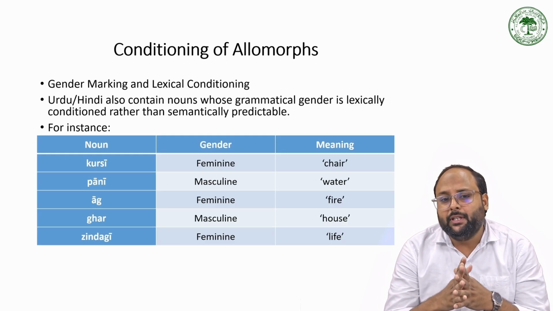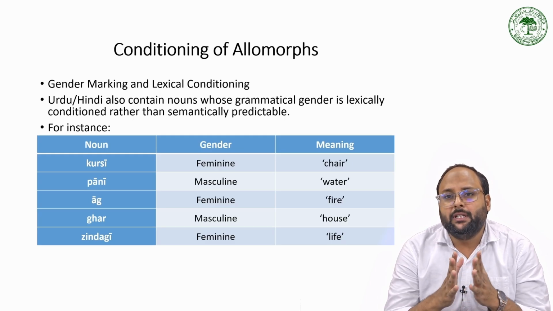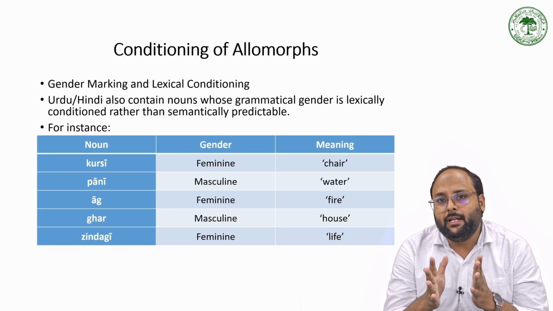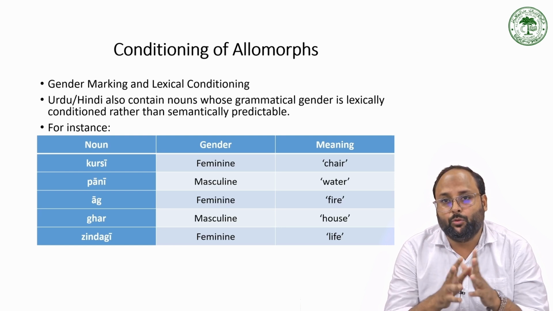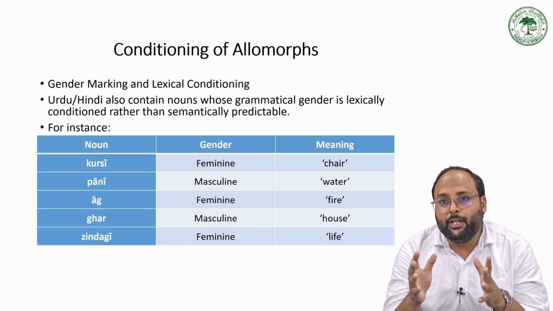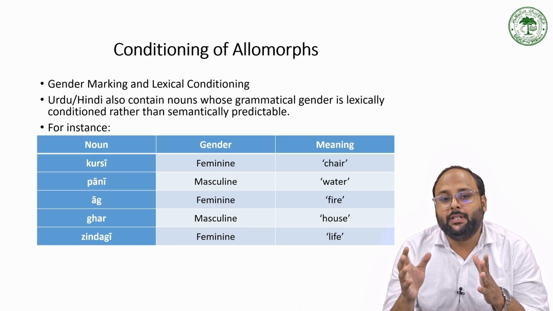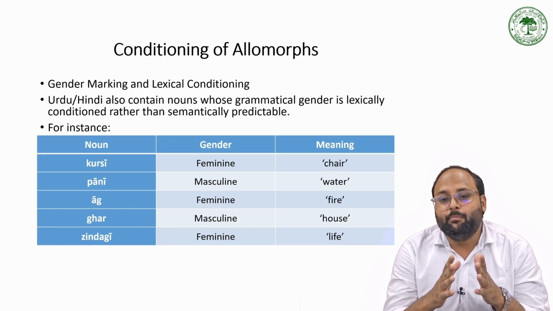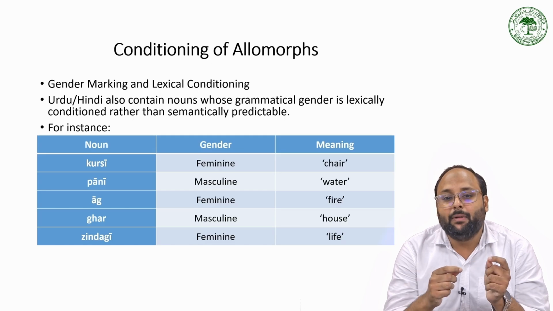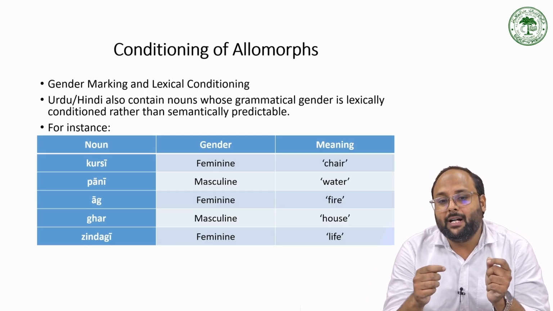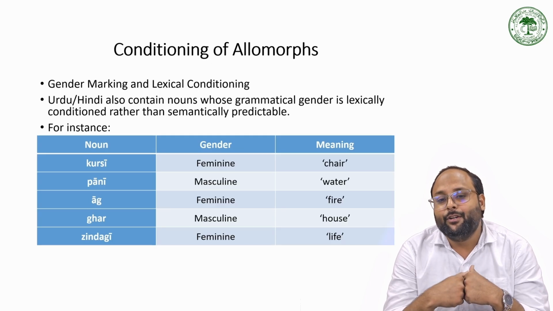So in Urdu Hindi, we are using the gender marker or the gender agreement for the non-animate things also. Urdu Hindi use the non-animate things, meaning the non-human things like kursi, pani, aag, ghar, zindagi. So they mark some gender, like kursi is the feminine gender, pani is the masculine gender, aag is the feminine gender, ghar is the masculine gender, and zindagi is the feminine gender.